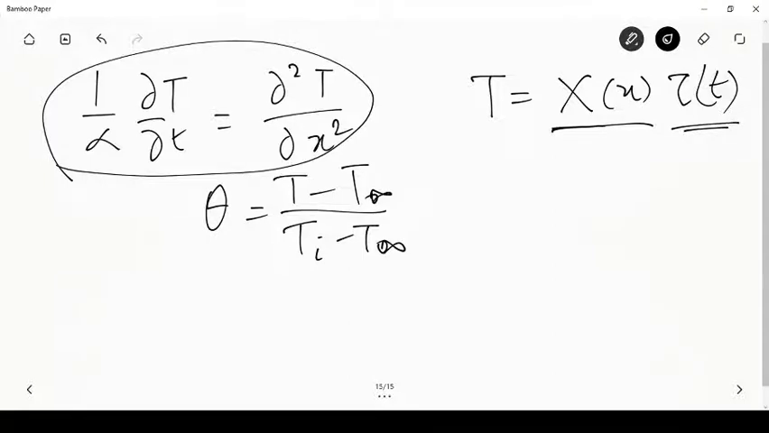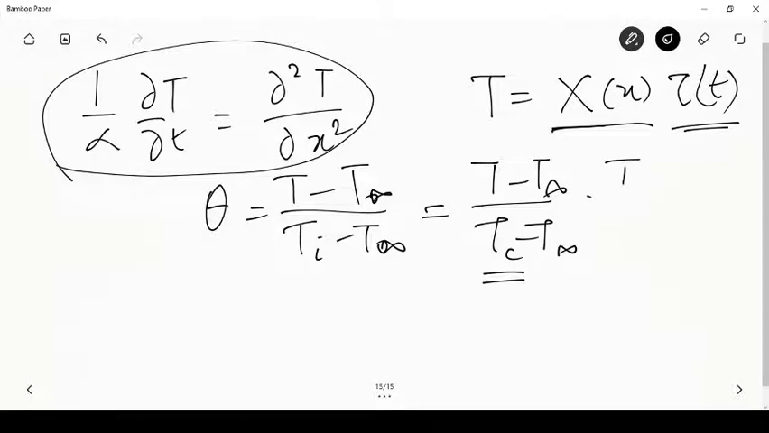So you write it like this: (T minus T infinity) divided by (Tc minus T infinity), where Tc is the center line temperature of the body. I'll come to it with the geometry. This is multiplied by just (Tc minus T infinity) divided by (Ti minus T infinity).